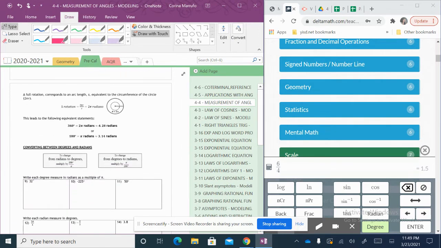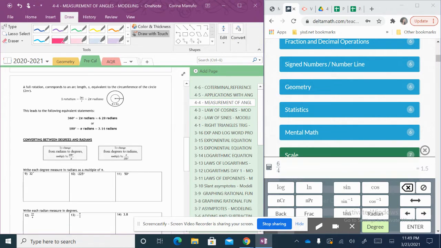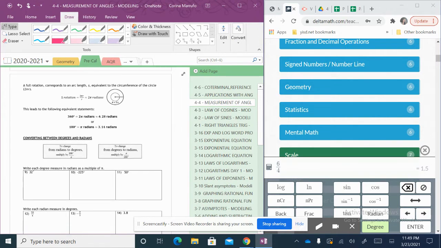Here it says a full rotation corresponds to an arc length s equivalent to the circumference of the circle. 1 rotation equals 2 pi r. So one full circle all the way around is 2 pi r, so 2 pi radians. This leads to the following equivalent statements. If 360 degrees is equal to 2 pi, so one full circle around in degrees is equal to one full circle around in radians, then 180 degrees is just 1 pi.